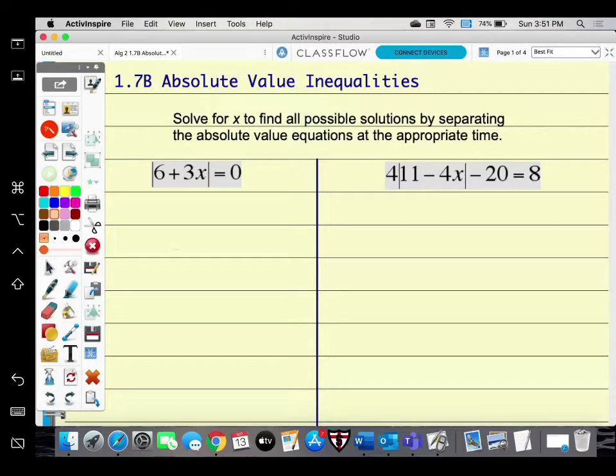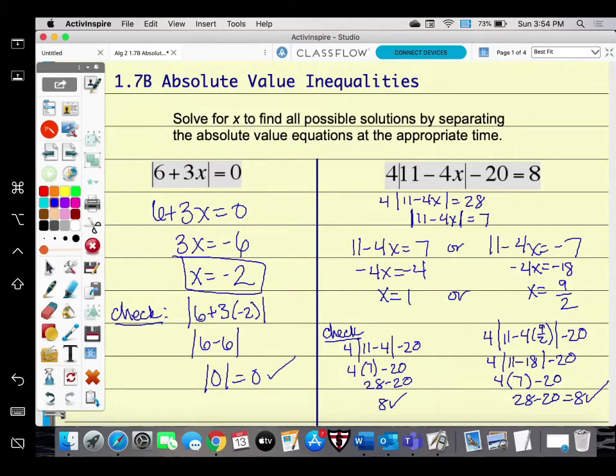Today we're going to solve absolute value inequalities instead of equations, but I want to go through a couple equations just as a review. So now would be a really great time for you to pause the video, work through these two examples that are here, and then restart the video to see if you have the same answers I did. Okay, pause the video now.